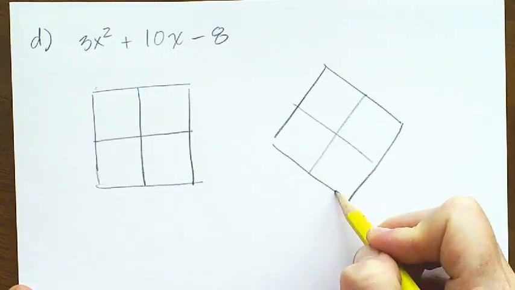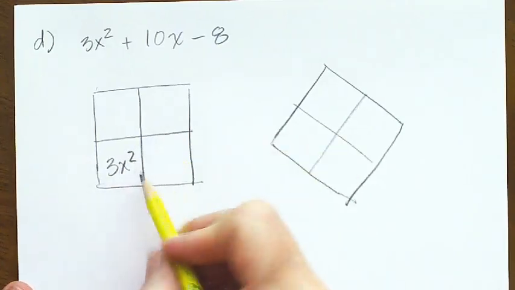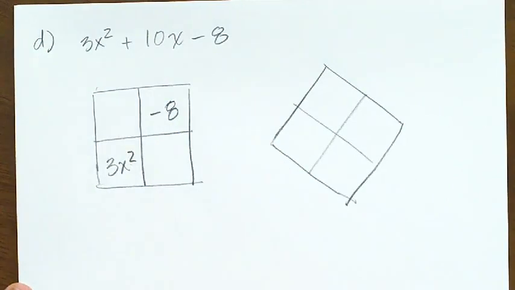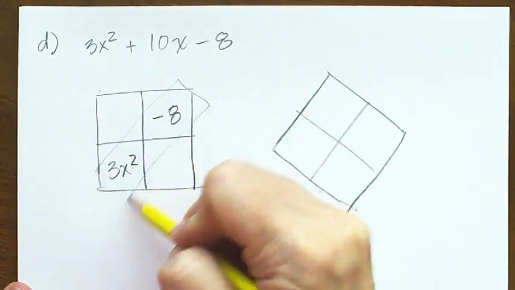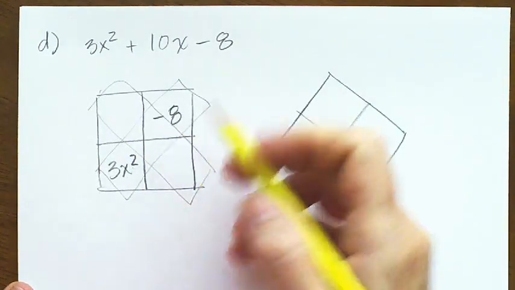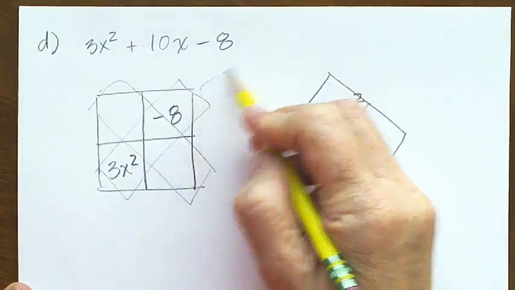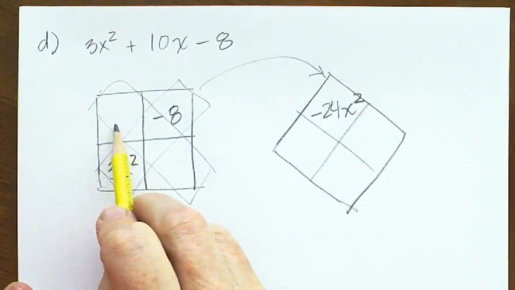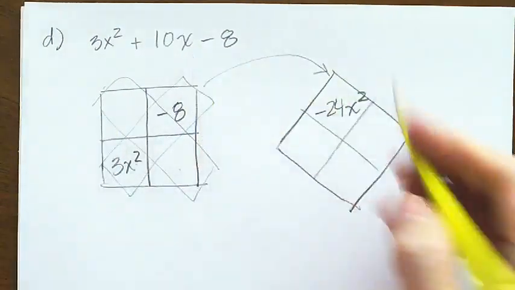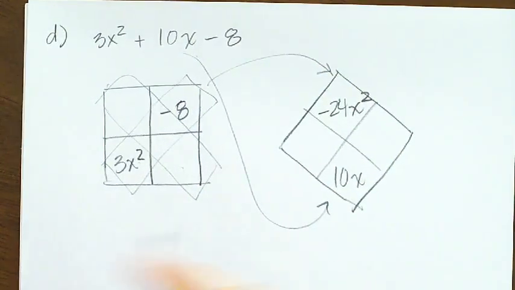Okay, draw your area model, draw your diamond. If you were building this with tiles, 3x squared would go here. The negative 8 unit tiles would go here. And you know that this product is the same as this product. So then 3x squared times negative 8 is negative 24x squared. That product is going to be the same as this product, but these are going to sum to 10x. So 10x goes on the bottom.